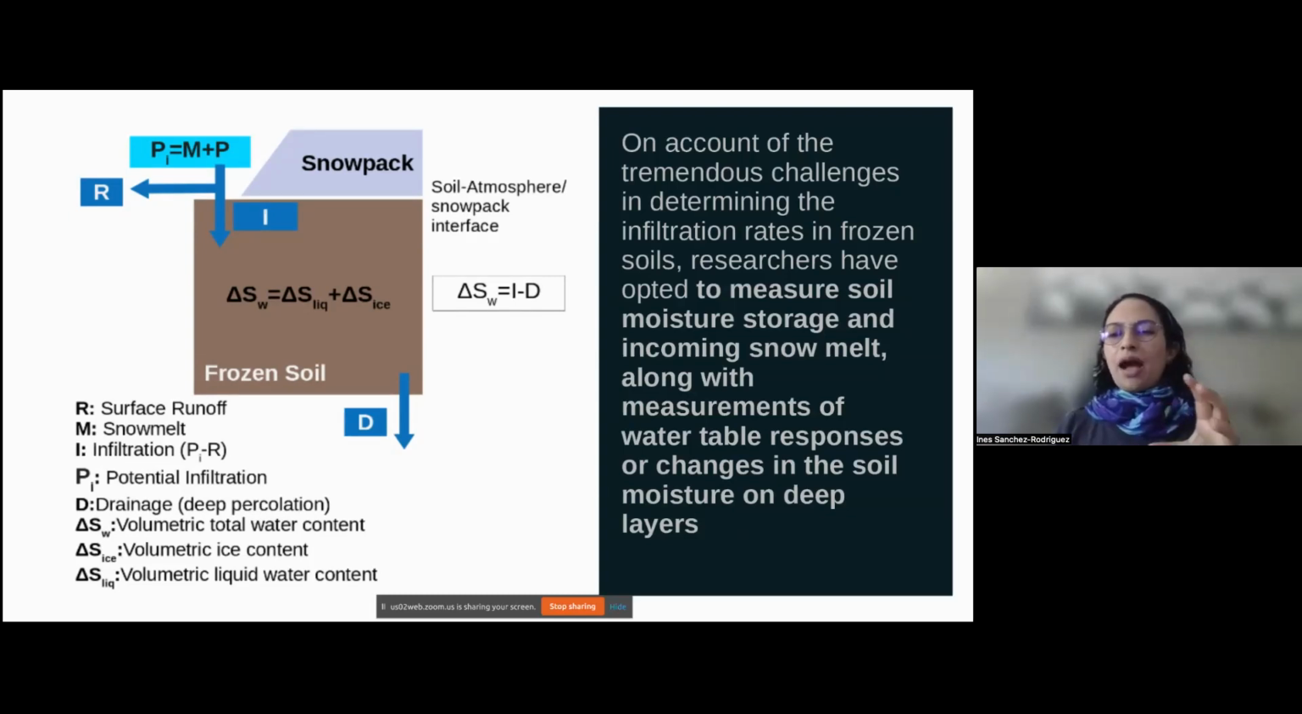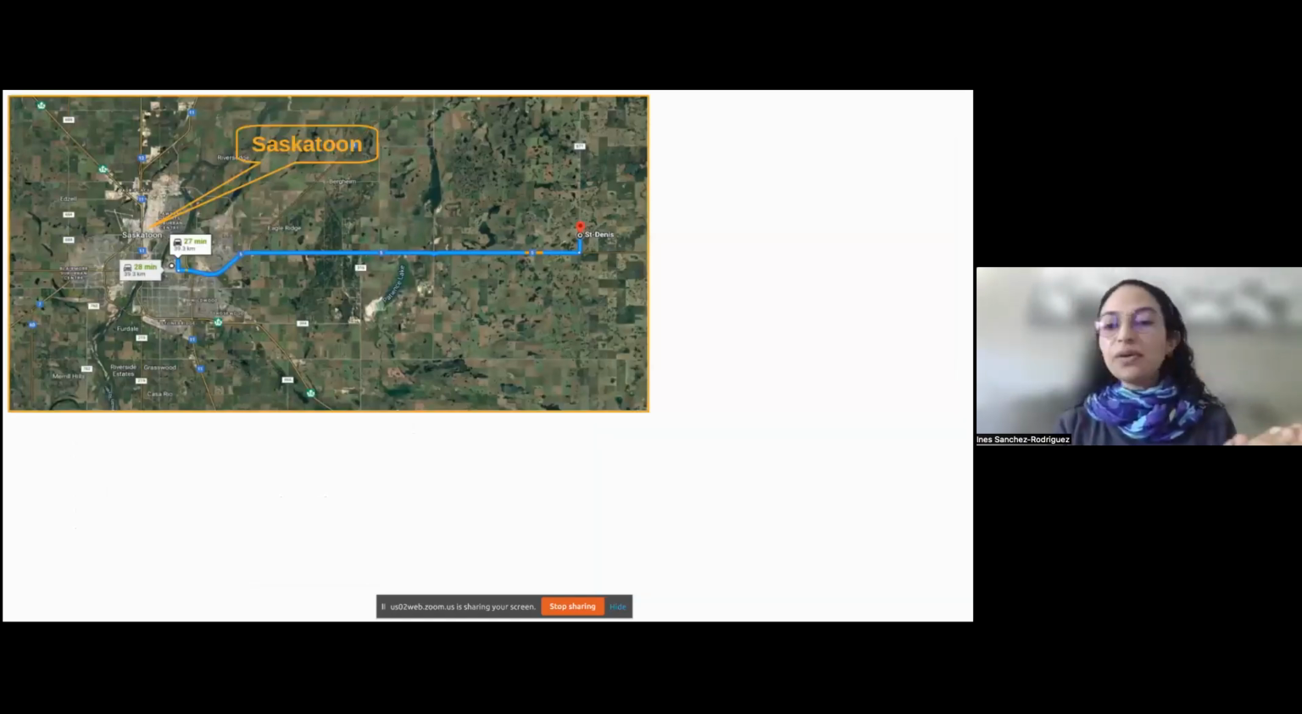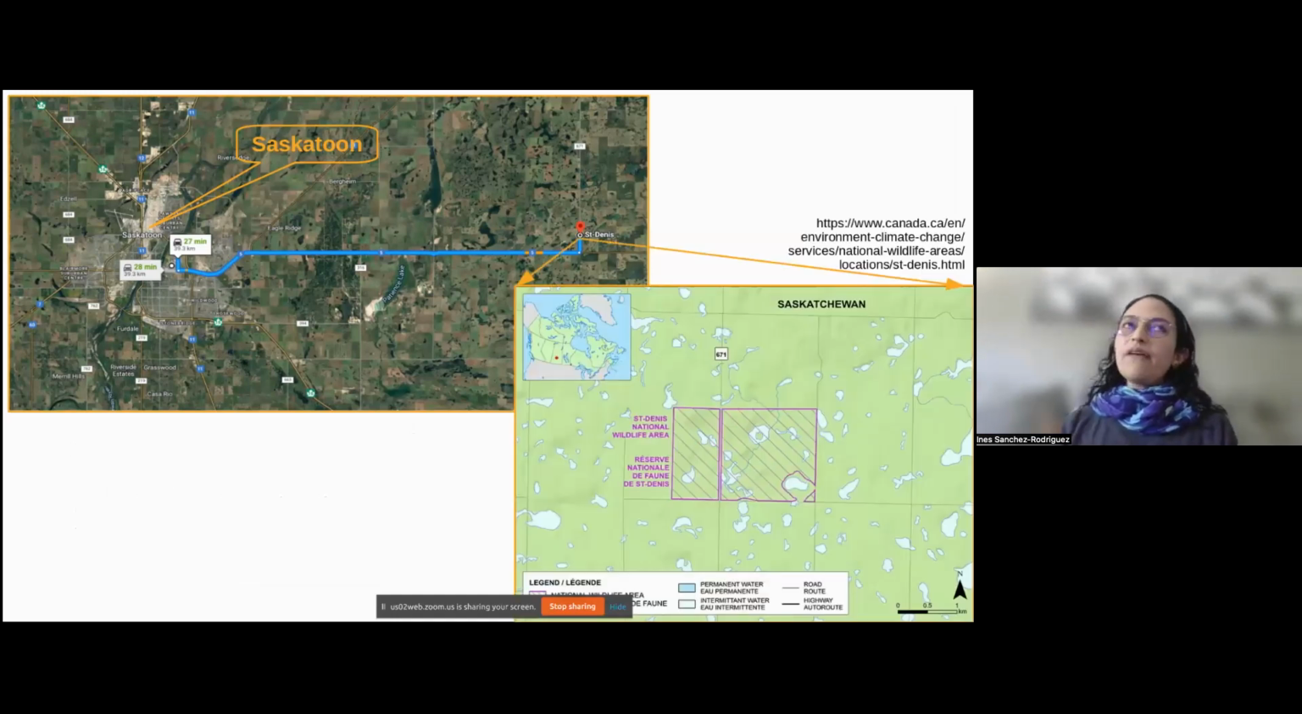30 minutes from the University of Saskatchewan is located the Saint Denis Research Area. Saint Denis Research Area is under a wildlife management plan and has been used by multiple researchers as an in situ laboratory for hydrological analysis. Around 7 to 8 years ago, two students, a master's student from Andrew and a postdoc working with Andrew too, installed over there 2 transects to make measurements of soil variables in depth.